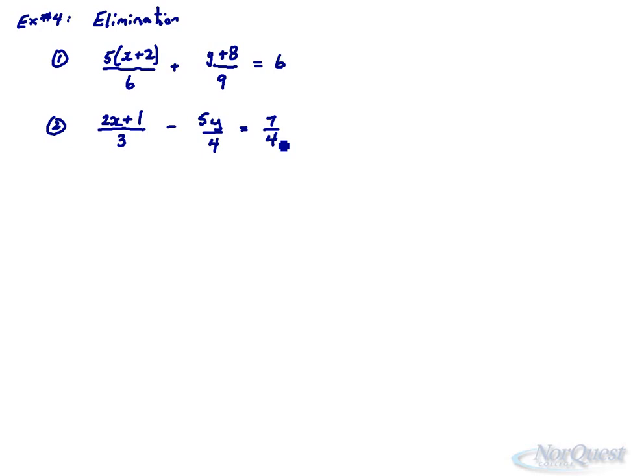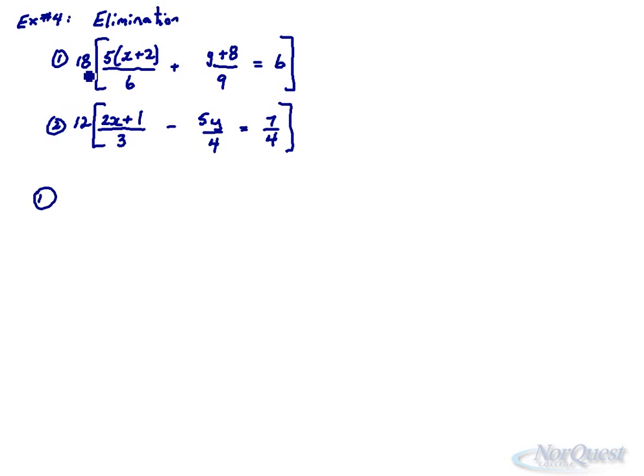So what I'm going to do with equation 1 is get rid of the fractions, first of all by multiplying by the lowest common denominator. Now the number that both 6 and 9 go into, the lowest one, is 18. When I look at equation 2, the lowest common denominator that 3 and 4 go into is 12. So to start, I'm going to try and simplify this system.